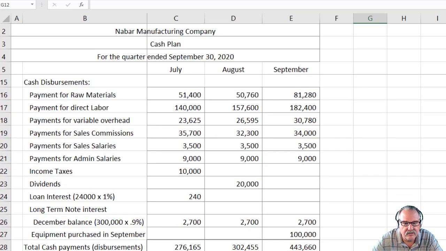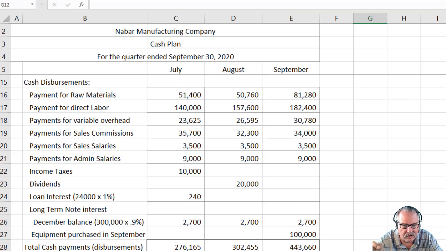Then we need to schedule out the disbursements. How much are we paying for raw materials, for direct labor, for the variable overhead, for sales commissions? Now remember, the variable overhead is the cash part of it. The other part of overhead was depreciation. There's no cash involved in depreciation. That's why that doesn't show up here. Then we're going to pay the sales commissions. We're going to pay the sales salaries for the manager. We're going to also pay $9,000 for administrative salaries. We also had our $2,700 a month of interest on our long-term loan.